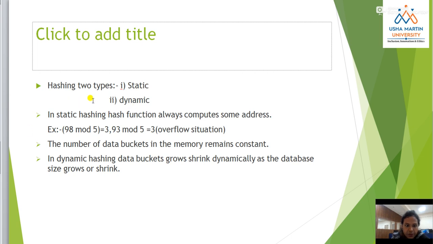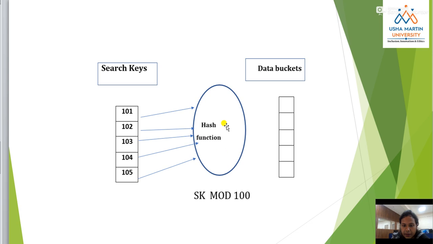Two hashing methods are also there: one is static and one is dynamic. In this diagram you can see I have search keys 101, 102, 103, 104 and 105, and we now calculate the hash function with the help of the search keys. Using that value, we store the data in the data bucket.